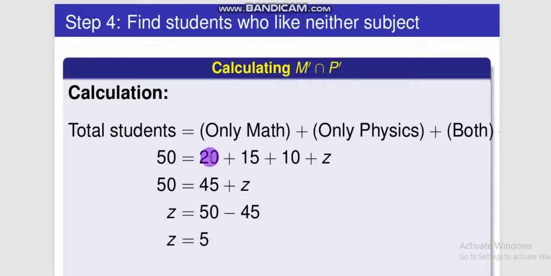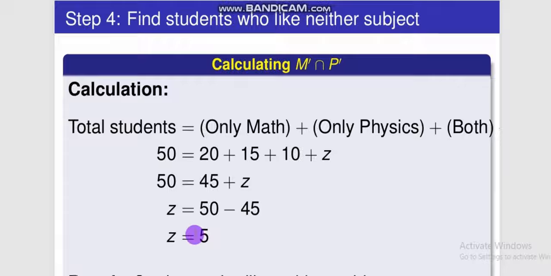Then we now add 20 plus 15. This will be 35 plus 10, 45. So on the right hand side we will have 45 plus z, right? So 50 equals 45 plus z. Then our z will be 50 minus 45. So we get 5. 5 students did not like mathematics, did not like physics.